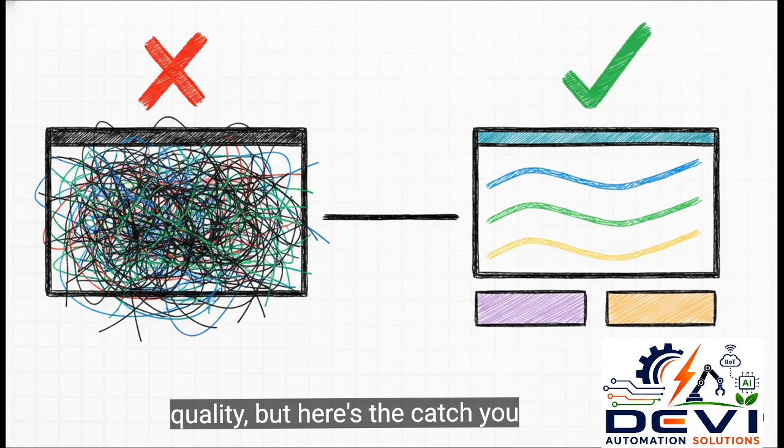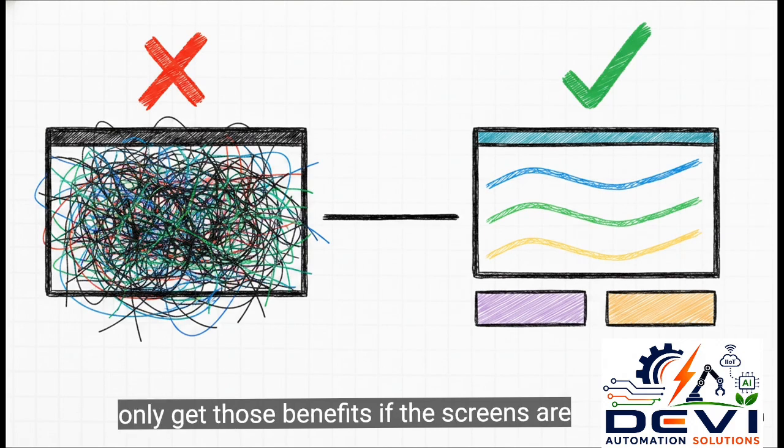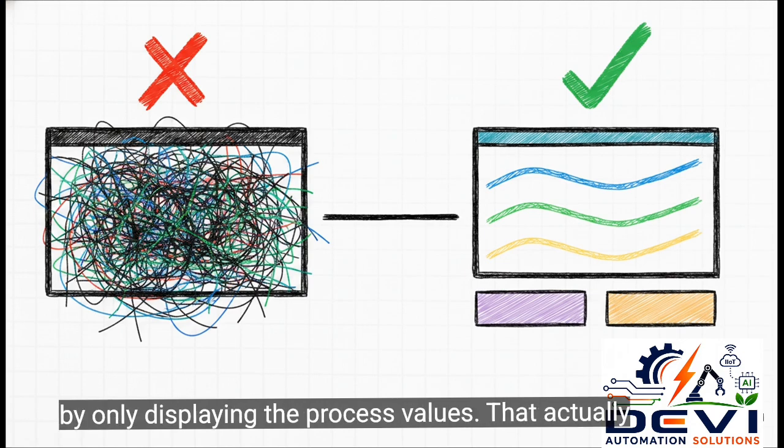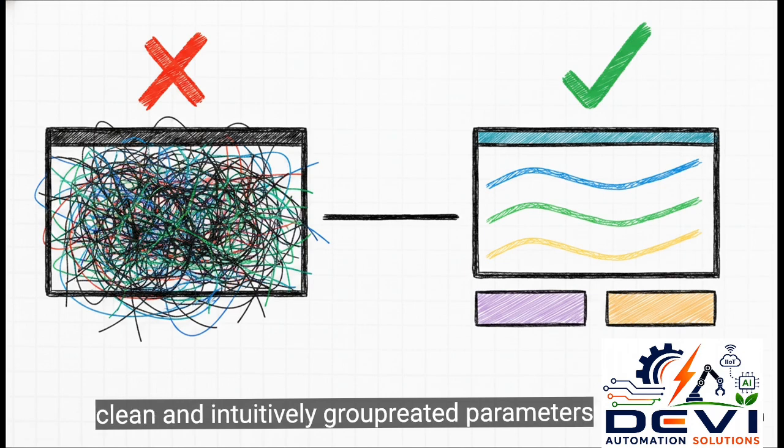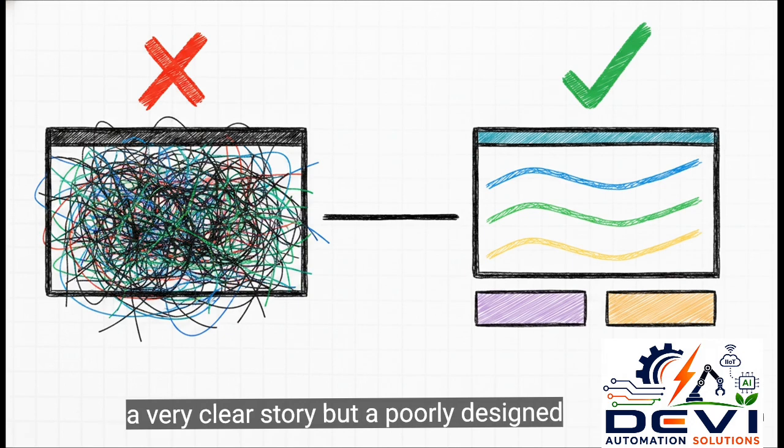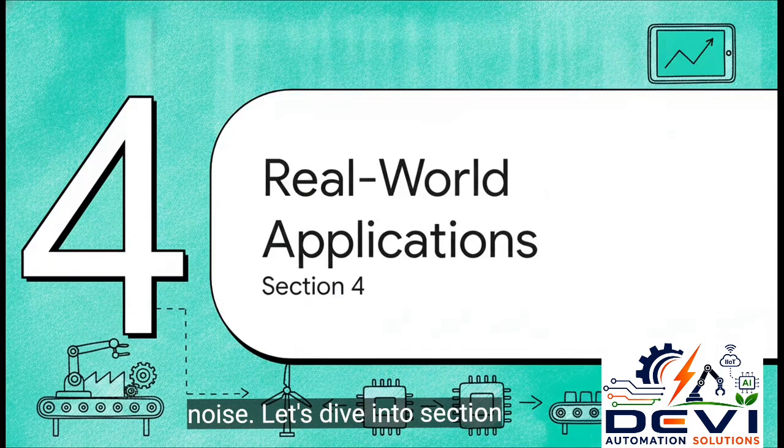But here's the catch. You only get those benefits if the screens are actually usable. Designing these systems means you have to stick to some strict best practices. You want to avoid visual clutter by only displaying the process values that actually matter. You've got to use clear axis labels and units, stick to consistent colors for each parameter, keep the layout clean, and intuitively group related parameters together. Because a well-designed screen tells a very clear story, but a poorly designed one just creates a bunch of confusing noise.